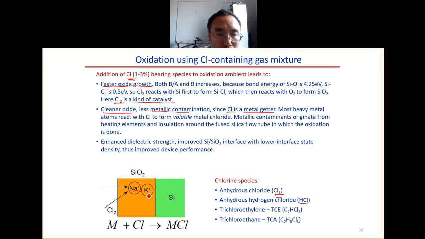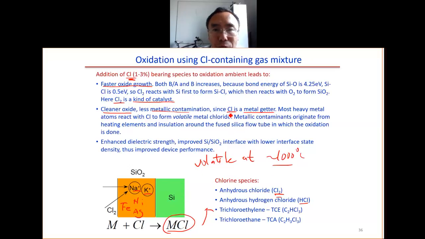So we have sodium or potassium or maybe other metals, nickel or maybe iron or silver. They will form the metal chloride. This metal chloride is volatile at about 1,000 degrees. At those high temperatures, those metals become volatile. That means the chlorine will get rid of the metal to form volatile metal chloride. So this gives you a cleaner oxide growth, no metal. There is also enhanced dielectric strength, and improved silicon oxide interface with lower interface states, which improves device performance.